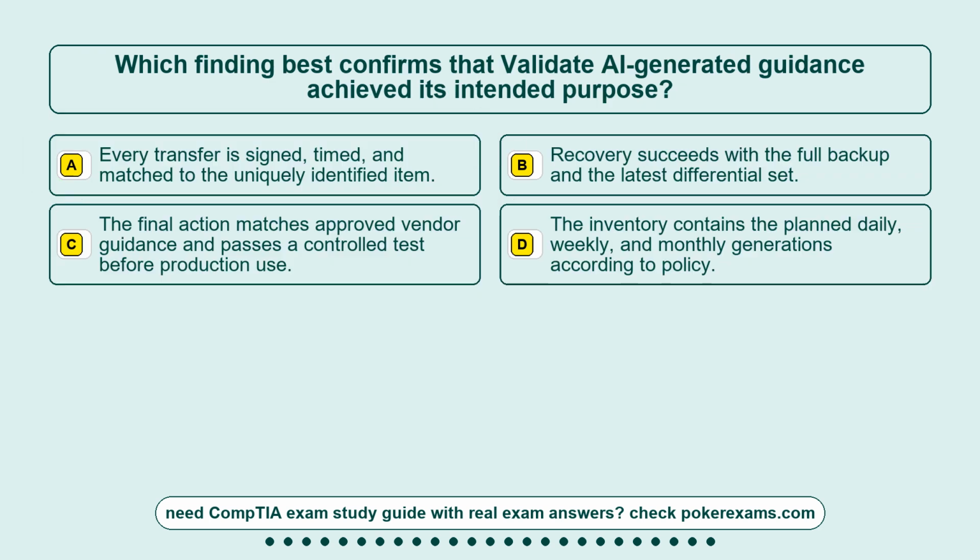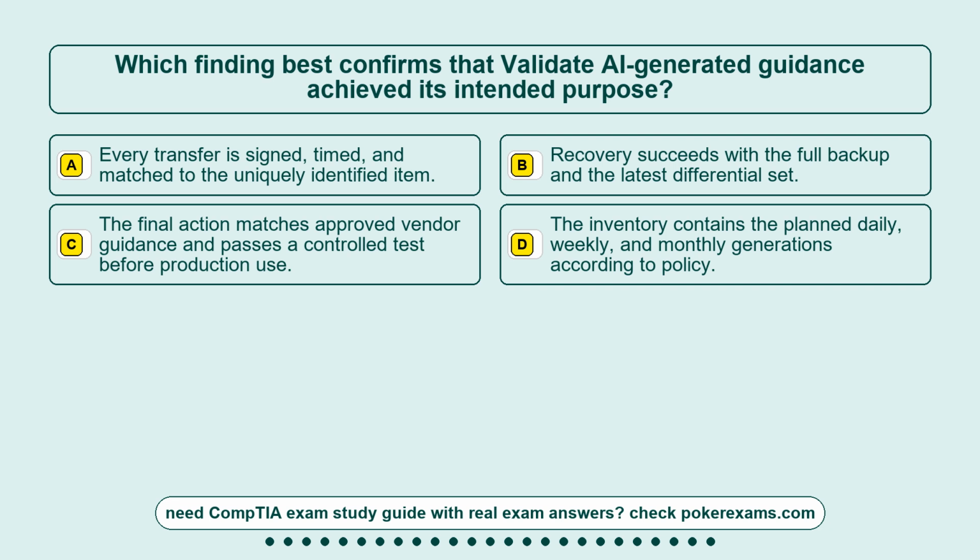Question 23. Which finding best confirms that Validate AI-generated guidance achieved its intended purpose? Option A. Every transfer is signed, timed, and matched to the uniquely identified item. Option B. Recovery succeeds with the full backup and the latest differential set. Option C. The final action matches approved vendor guidance and passes a controlled test before production use.